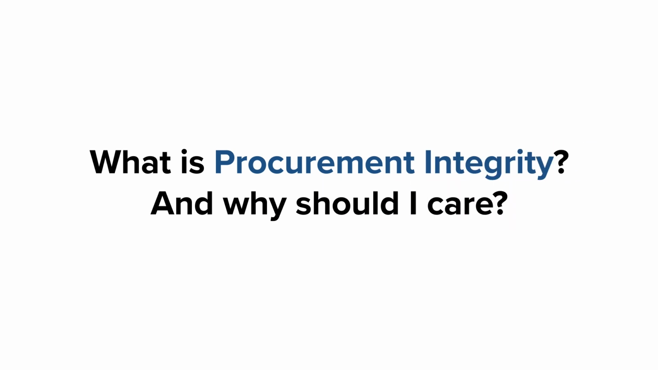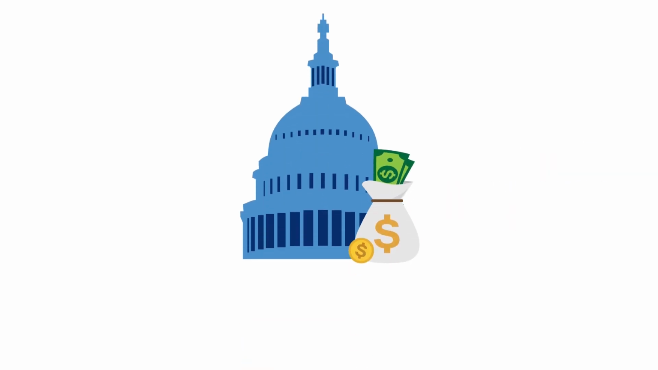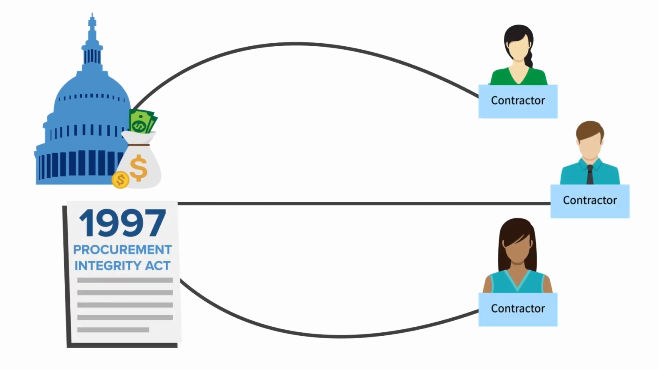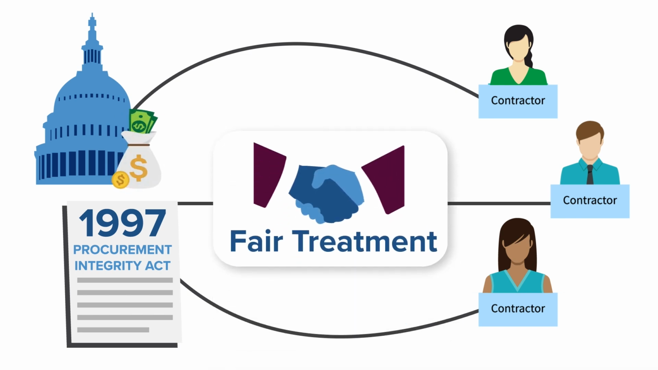You may be wondering, what is procurement integrity and why should I care? The government's buying process is known as an acquisition. Congress enacted the Procurement Integrity Act and other laws to govern and preserve the integrity of the acquisition process for buying goods or services using appropriated funds while ensuring fair treatment of offerors.